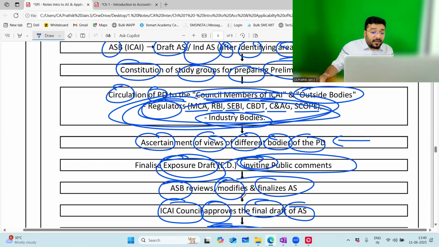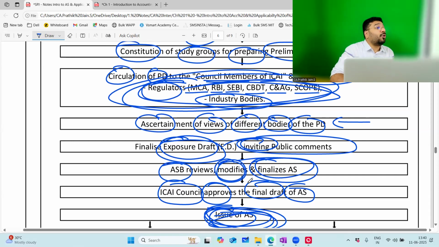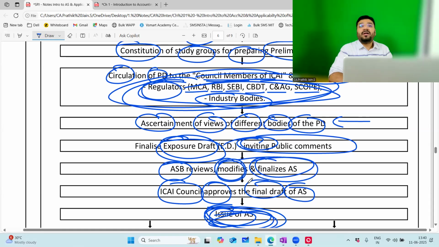Once that input has been given, if ASB feels that the input is worth it, they'll review it, modify, and finalize the AS. And this finalized AS is handed over to whom? By ASB to ICAI Council. ICAI Council will issue the accounting standards. And the accounting standard issued by ICAI is applicable for whom? Directly, non-corporate entities falling under level 1, 2, 3, 4 enterprises.